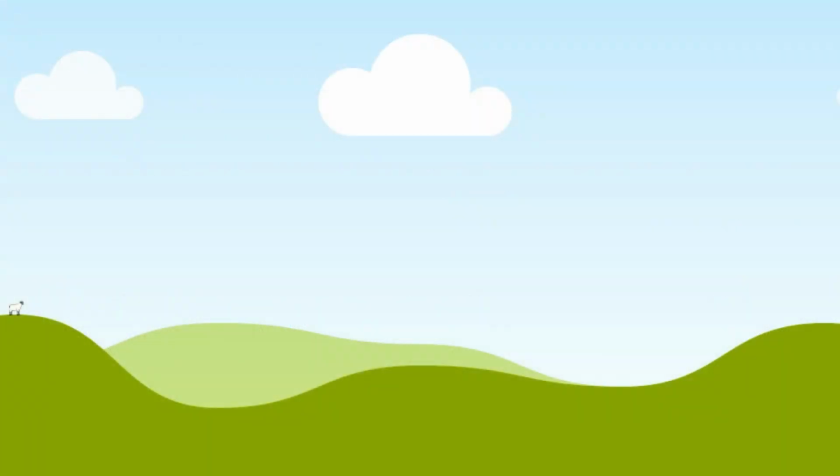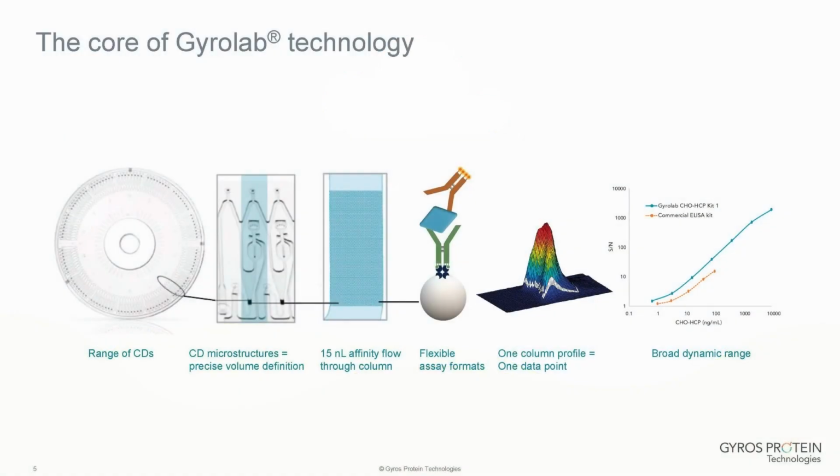Now I will give you an introduction to GyroLab technology and the nanoliter scale immunoassays that can be used for time critical workflows. The core of the GyroLab technology involves the CD or compact disc. This is the equivalent of a microtiter plate where the immunoassay reaction happens. And we have various ranges of CD involving different volumes, but amongst the CD we have CD microstructures where the immunoassay happens, and this involves precise volume definitions.